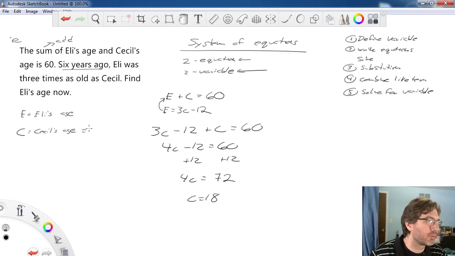So over here, I'm just going to write 18. I know that's Cecil's age. I figured out Cecil's age through all of this. I just need to get Ellie's age now, and that's pretty simple by substituting back into one of our equations. So solve for the variable, then substitute back in.